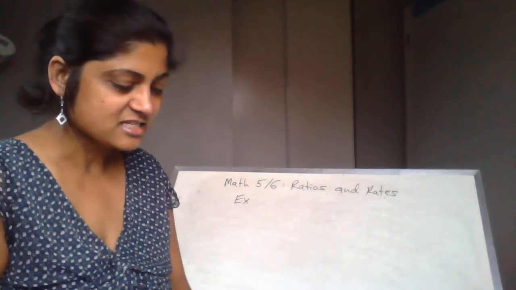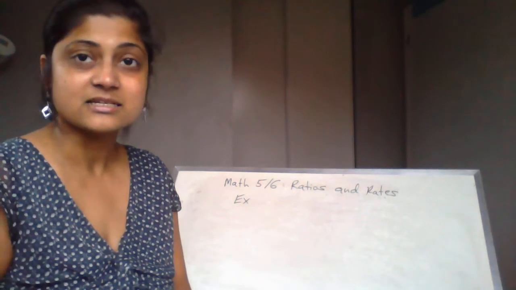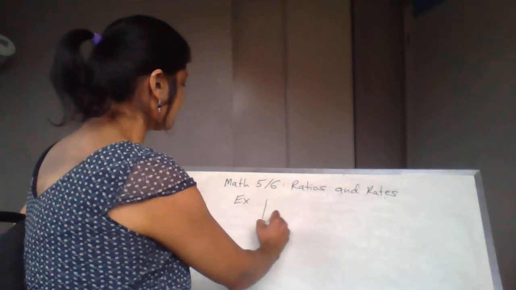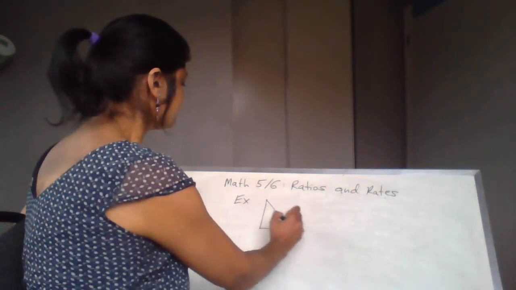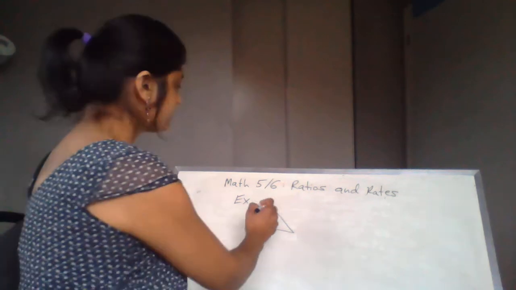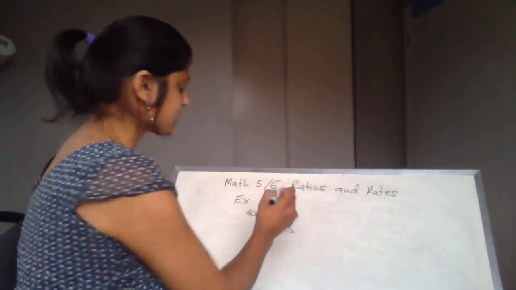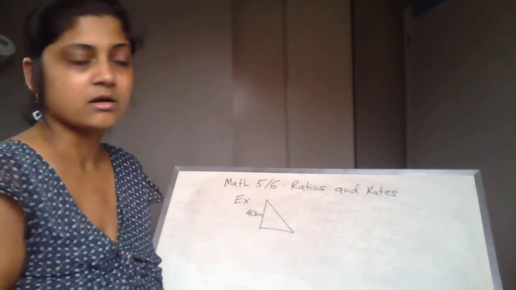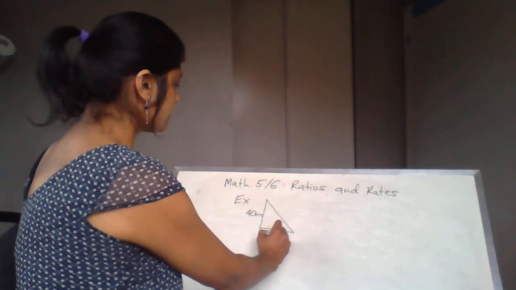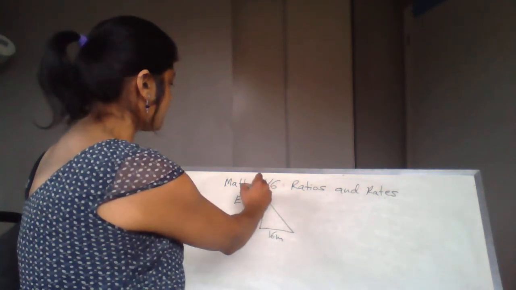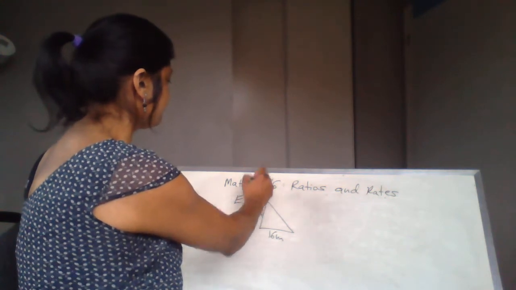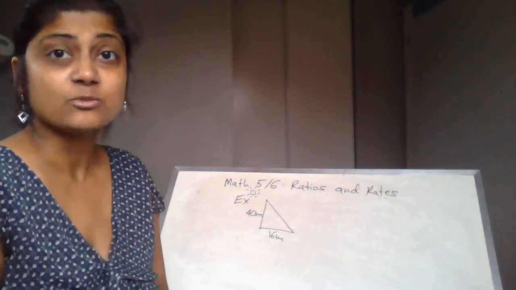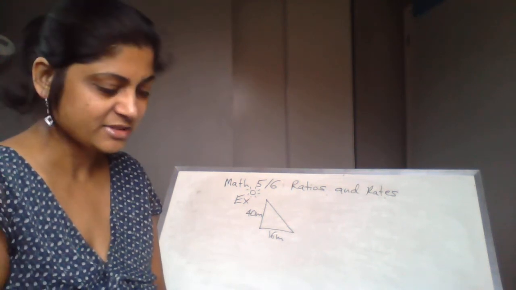It says a 40-meter high building casts a 16-meter shadow. So maybe let's just make it like a triangle. The building is 40 meters high, which makes sense, and the shadow is 16 meters long, which is basically the base right here. It seems like maybe the sun is on this side here. Wherever the sun is shining from, the shadow will be in the opposite direction.